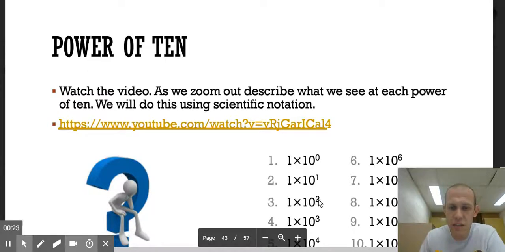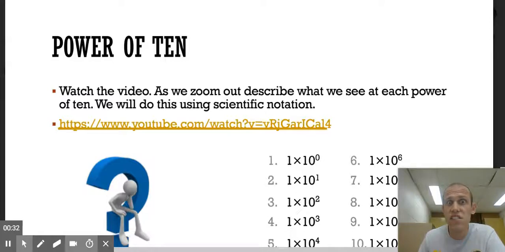So 10 times itself twice would be 100. 10 times itself 3 times would be 1,000. 10 times itself 6 times, so it has 6 zeros after this 1, and that's what you're doing.